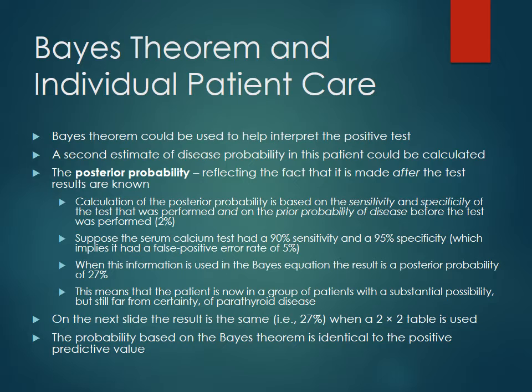And so this means that the patient is now in a group of patients with a substantial possibility, but still far from actually having a true certainty of having parathyroid disease. So I'll show you on a 2x2 table how we calculated that 27%. Again, this is identical to how you calculate with Bayes' theorem, which is identical to how you calculate with positive predictive values.